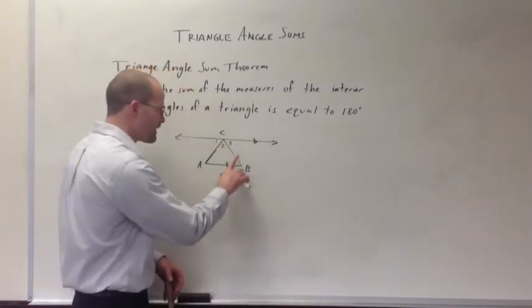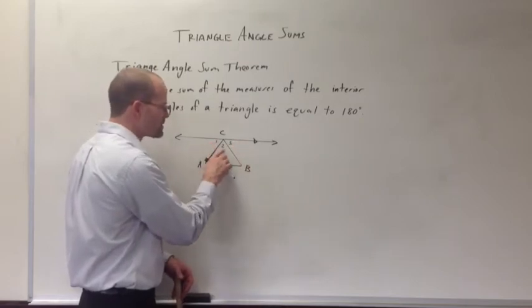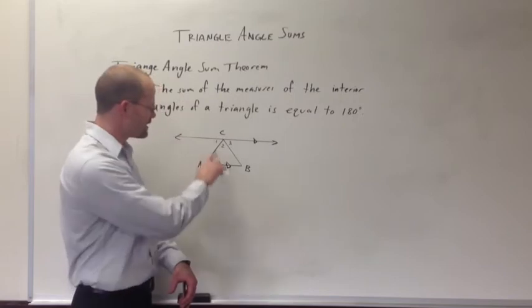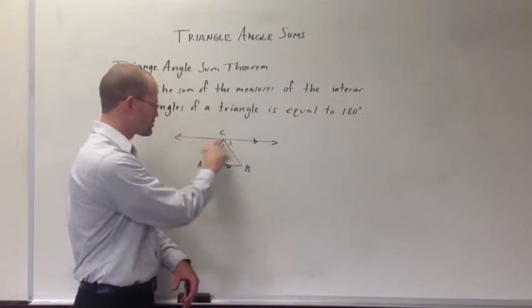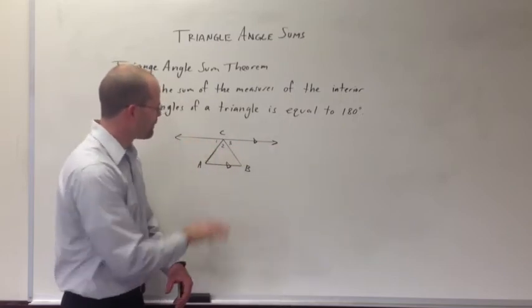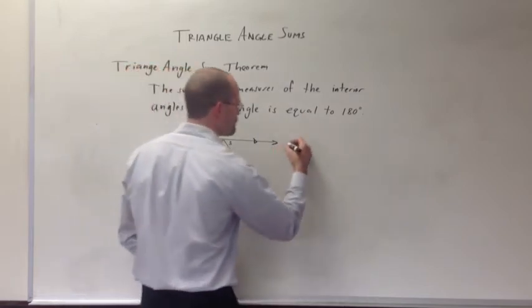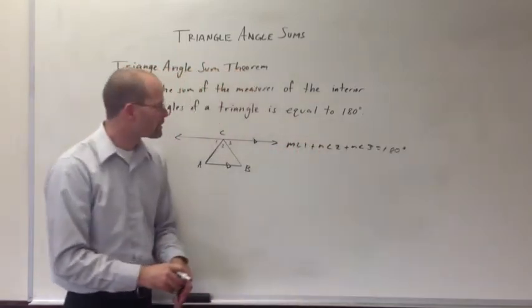For starters, I think we can all agree that the sum of the measures of angles 1, 2, and 3 is 180 degrees. And that is by the angle addition postulate. We can see we have a straight angle across by vertex C, and so 1, 2, and 3 add up to 180. So that's pretty unremarkable.